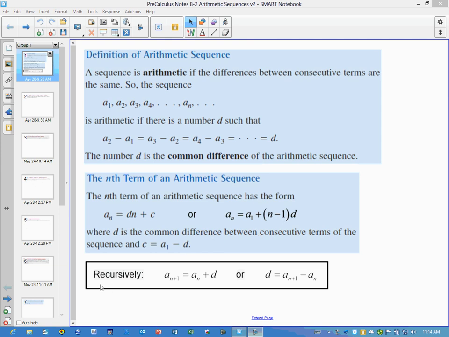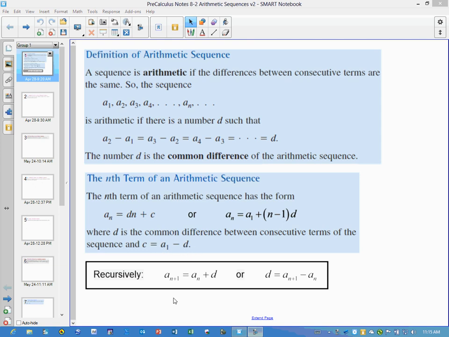Now, as we said before in a previous lecture, any sequence that can be written with a general term can also be written recursively. And the idea of recursive is that we can define the next term in terms of a previous term. Whereas with the nth term, you can go directly to the 100th term. For example, if n is 100, you can go directly to the 100th term as long as you know what the initial term is and what the common difference is.